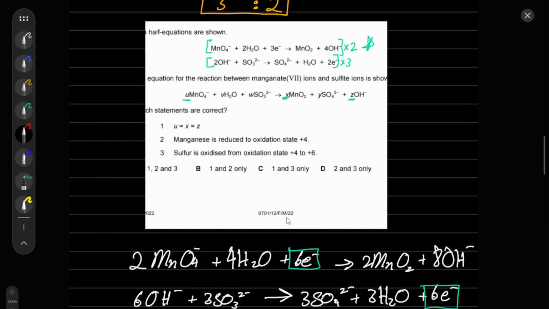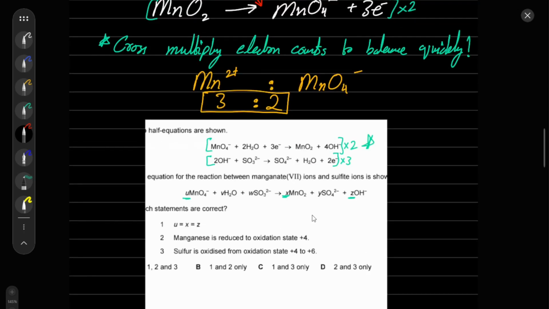Let's take a look at this equation. This is a very interesting question for sure. Basically, this question is giving you two half equations, and what you need to do yourself is figure out if these statements are correct or not. So let's do that.